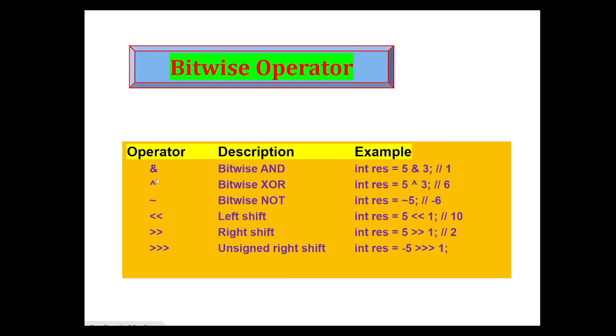Next are the bitwise operators. These operate on individual bits, and these are the examples of bitwise operators: bitwise AND, bitwise XOR, bitwise NOT, left shift, right shift, and unsigned right shift. These are the examples of each one.